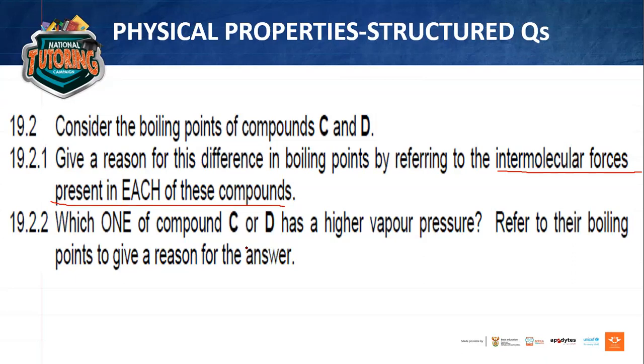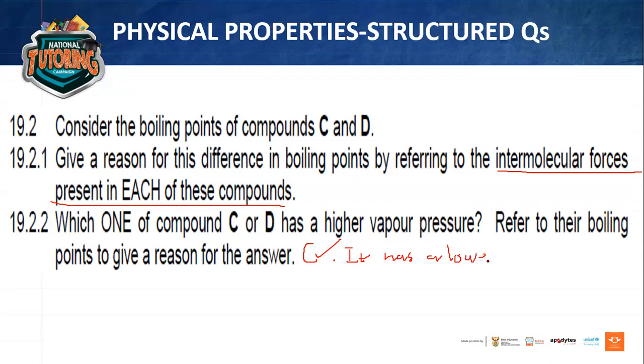And the last question for the day, it reads as follows. Which one of the compounds C or D has a higher vapor pressure? Refer to their boiling points to give an answer. And we know the answer there. It must be C. Why? Because it has a lower boiling point.